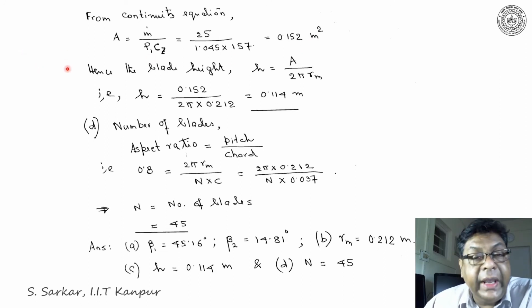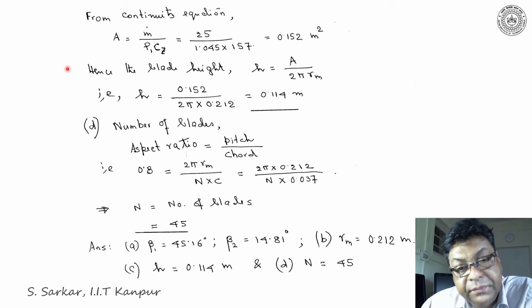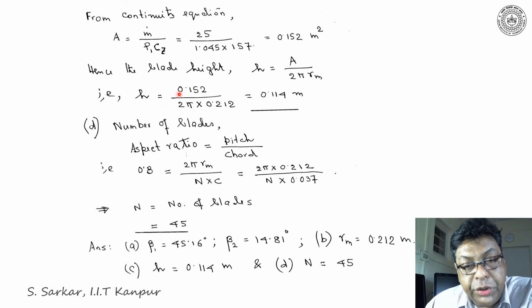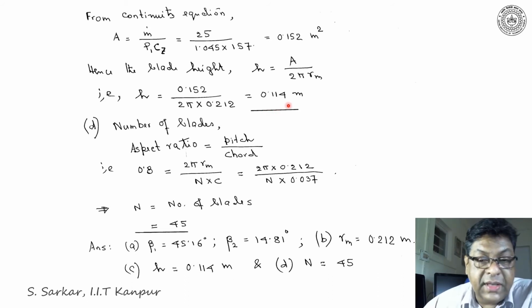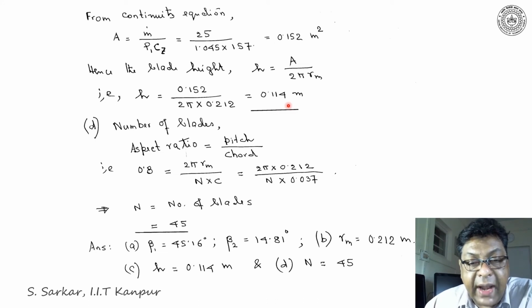After evaluating A, that is annulus area, I can project the blade height H as A divided by twice pi into Rm. So H is equal to 0.152 divided by twice pi into 0.212. This would be equal to 0.114. Thus I have got blade height as 0.114 meter.